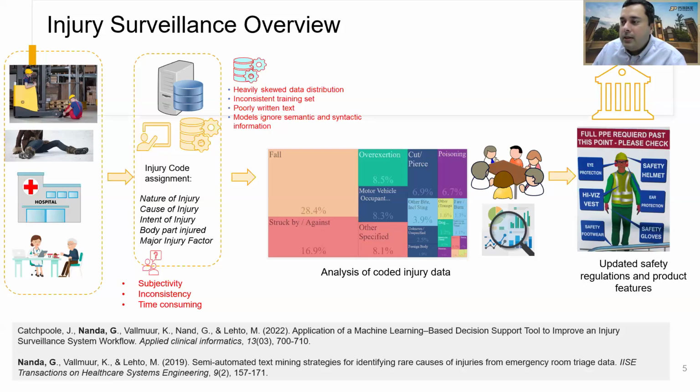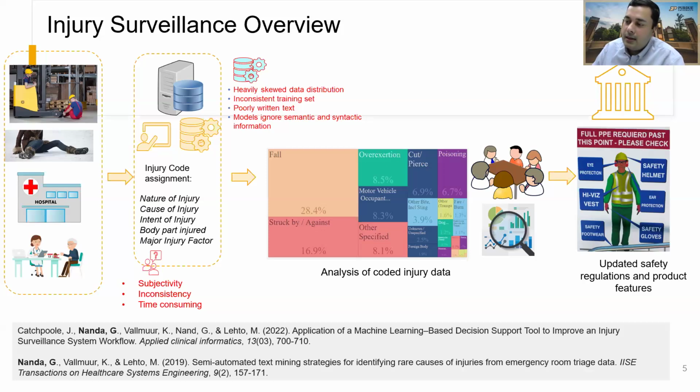Now, this injury coding was traditionally done manually. There are injury coders who would read these raw injury data narratives and then assign these codes. They would be given the rules for how these codes should be assigned, provided some training, and then they would go about assigning these codes. So there are different coding schemes that are used.